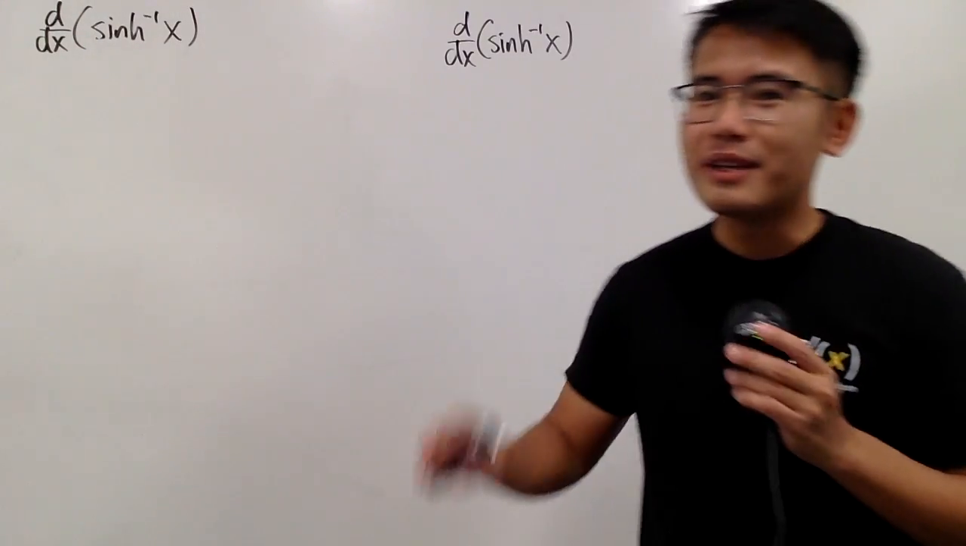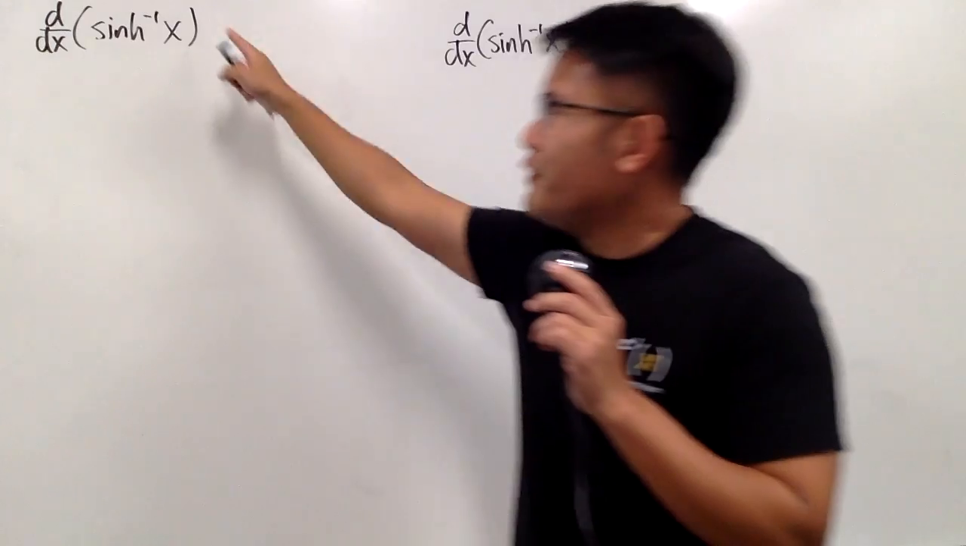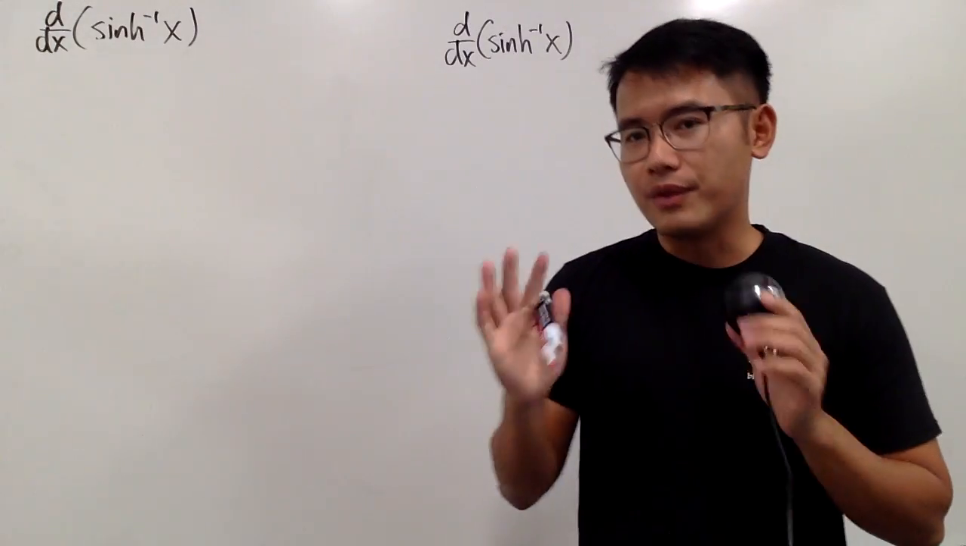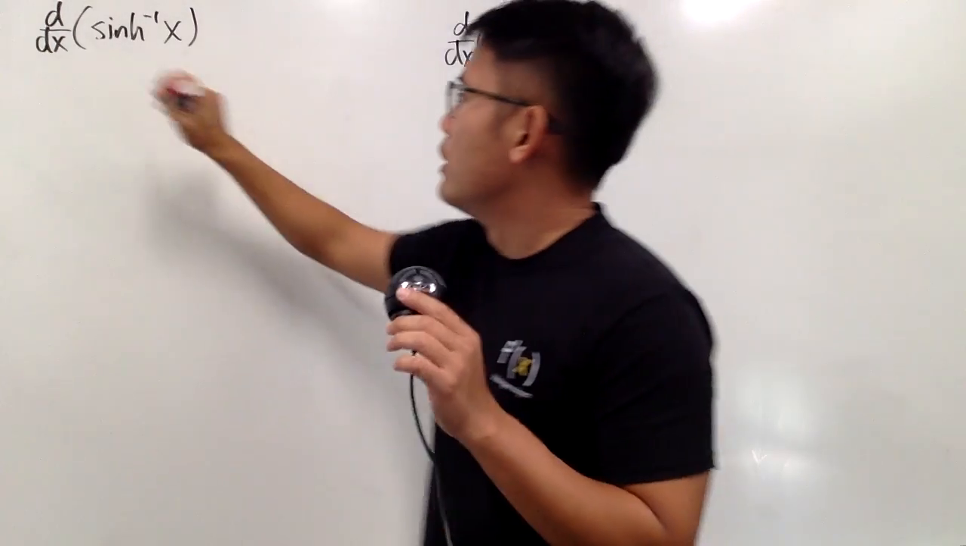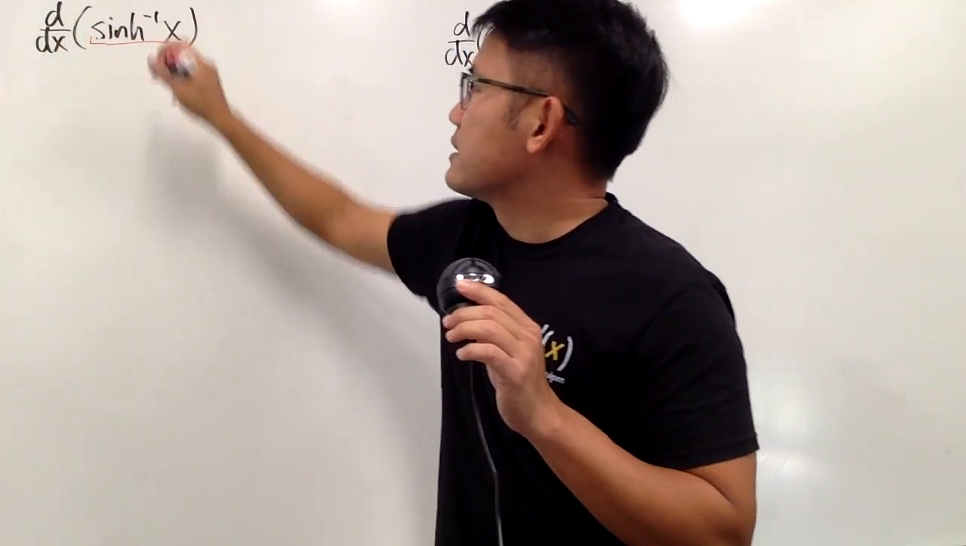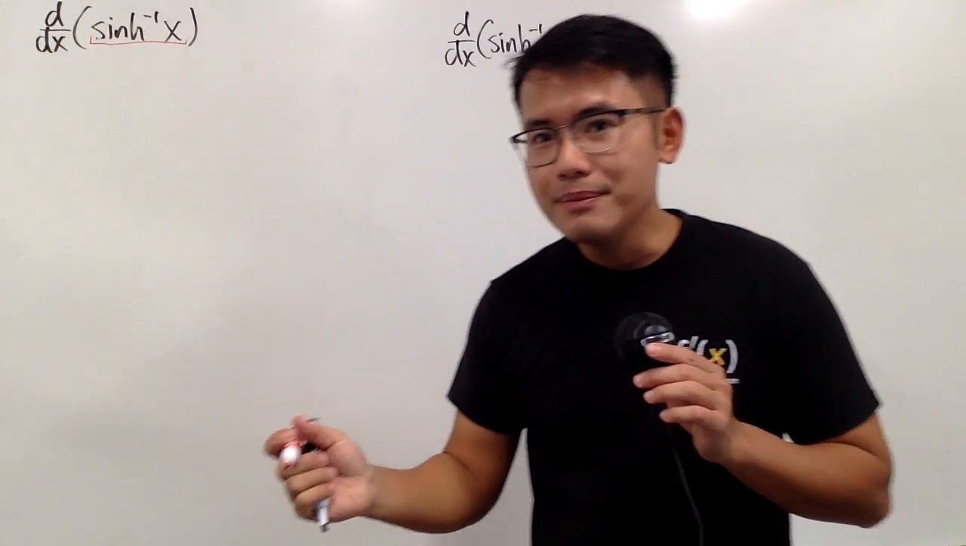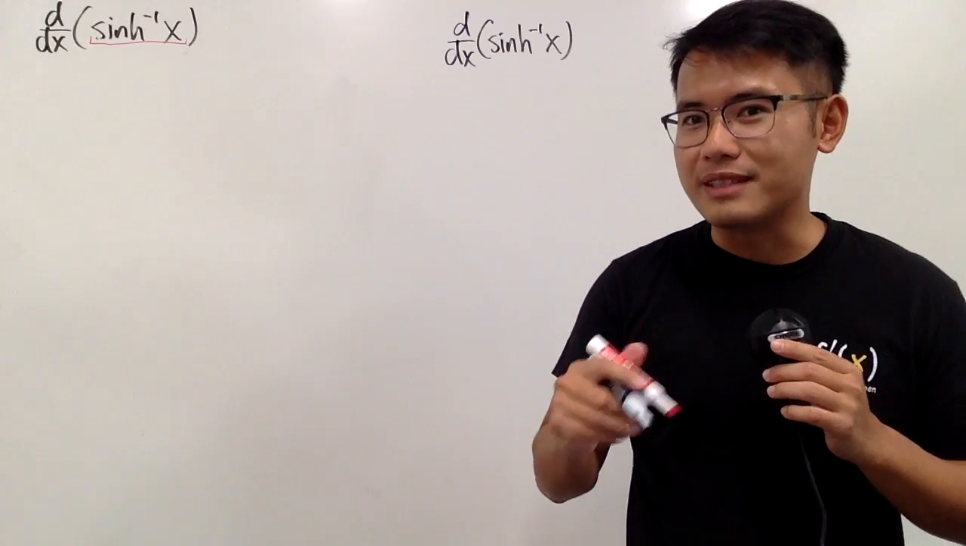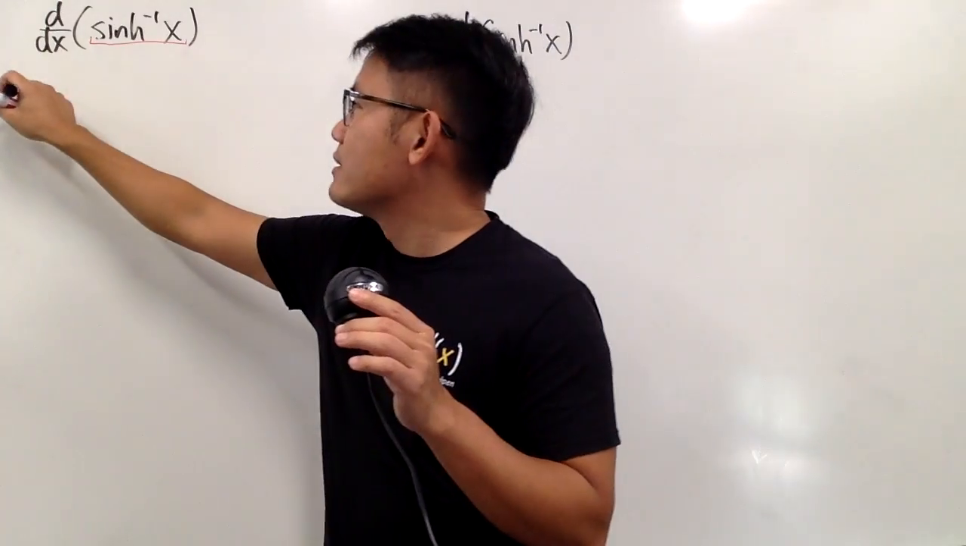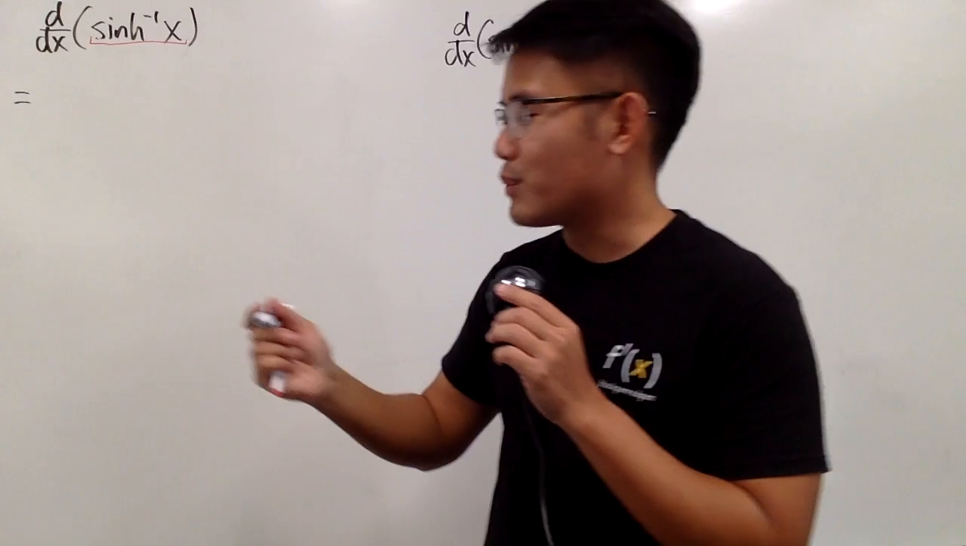Okay, in this video, I will show you two ways to find the derivative of the inverse hyperbolic sine x. For the first way, we need to know that the inverse hyperbolic sine x is actually the same as ln of x plus square root of x squared plus 1. I did a video on that, so if you haven't seen it, be sure to watch it.